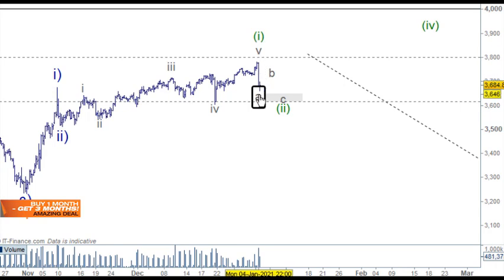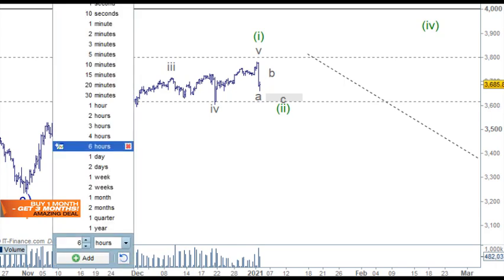But once again, we're looking for that ABC pattern here. So let's just allow that to play out, and then we will make decisions about if we've got a bigger bear market and if we should be adding to positions in that space.